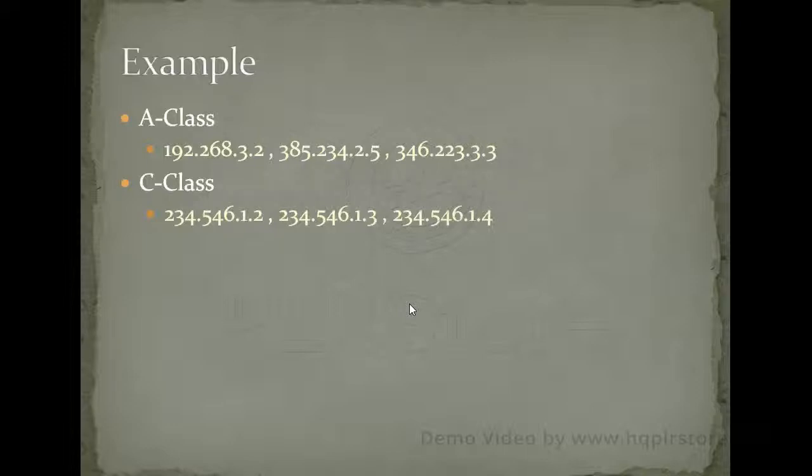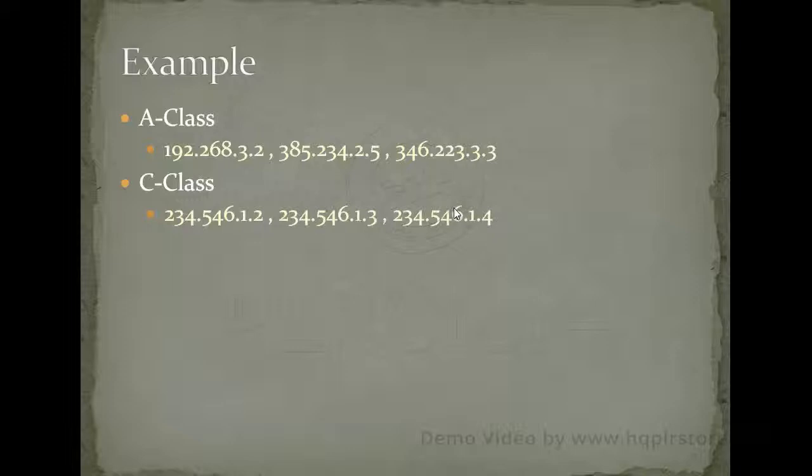An A-class example: these would be the IP addresses that your websites would be hosted on. So 192.168.32, and then 385.234.25, and then this. As you can see, there's no possible way to link them together or see that they're related in some way or form. But in C-class IP addresses, everything will be the same except the last digit. So it'll be like 0.1, 0.2, 0.3, and then 0.4.